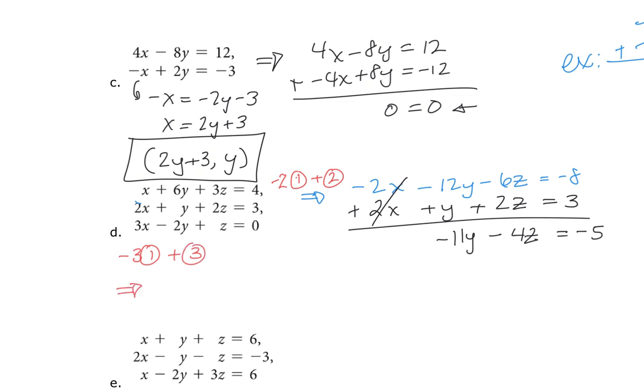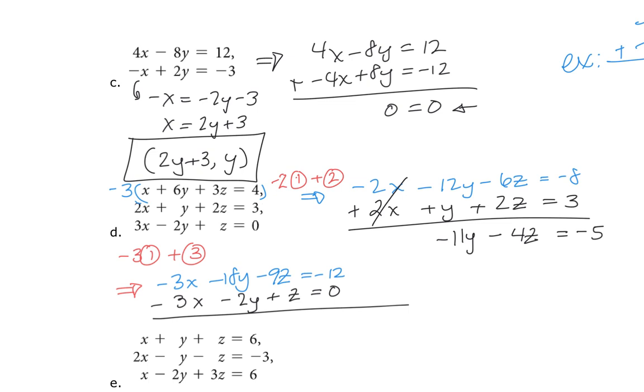When I do that, I'm going to take this and multiply now by a negative 3. I'm going to get negative 3x minus 18y minus 9z is equal to negative 12. The third equation is just going to be 3x minus 2y plus z is equal to 0. Now I'm going to add these two together, and I'm going to get negative 20y minus 8z is equal to negative 12.